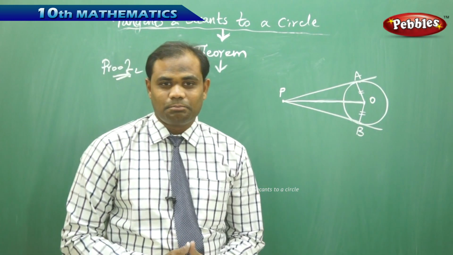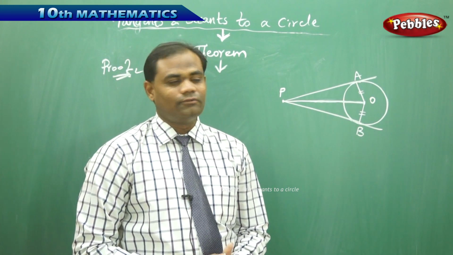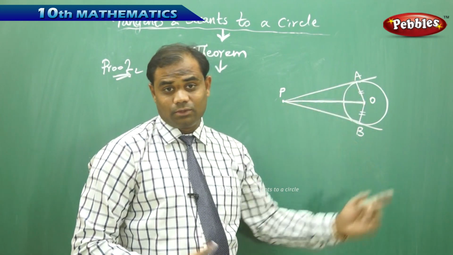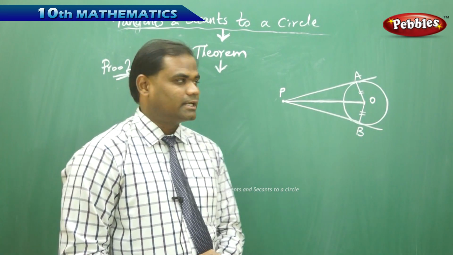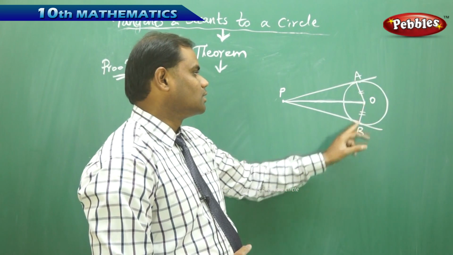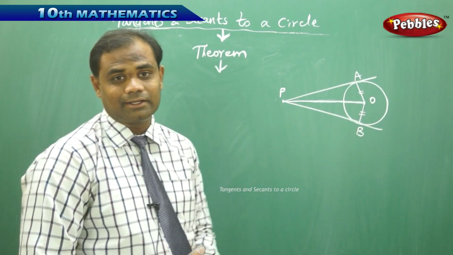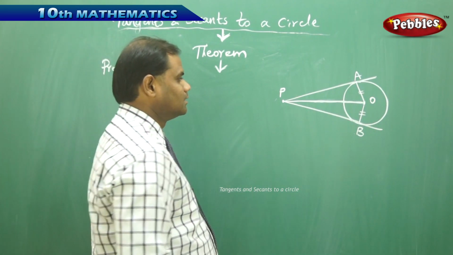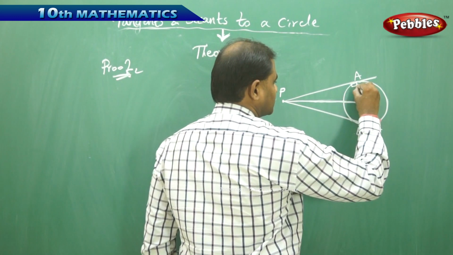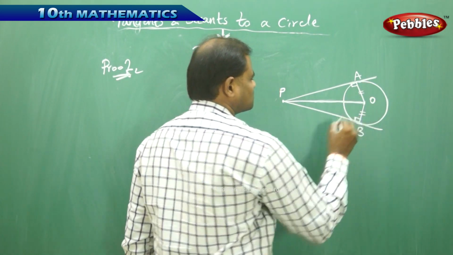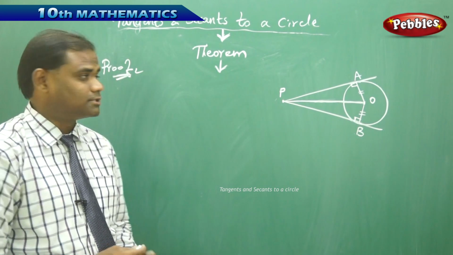Now let's see the proof of the theorem where I need to prove that PA is equal to PB. So in this case, as I join OA and OB, which are equal because they are the radii of the circle, similarly, we know that they are perpendicular to the tangents because we know that the radius is perpendicular to the tangent.